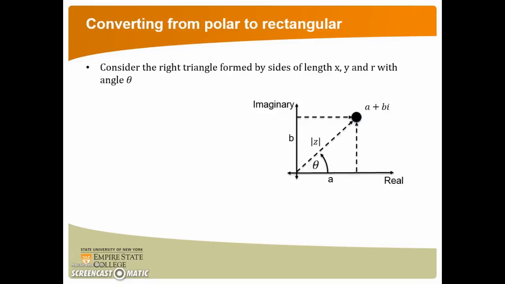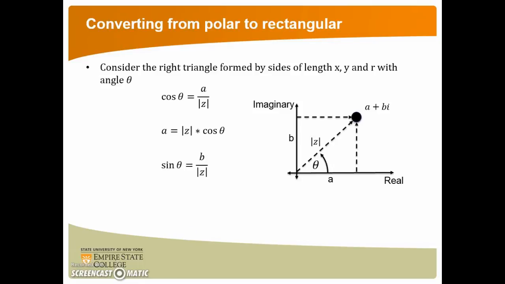What if we know the polar form for a complex number, and we want to convert to the rectangular form? Again, we follow a familiar development. We consider the right triangle formed by legs with lengths a and b, hypotenuse with a length of the absolute value of z, and containing angle theta. The cosine of theta equals the ratio of a to the absolute value of z. Solving for a, we have a equals the absolute value of z multiplied by the cosine of theta.